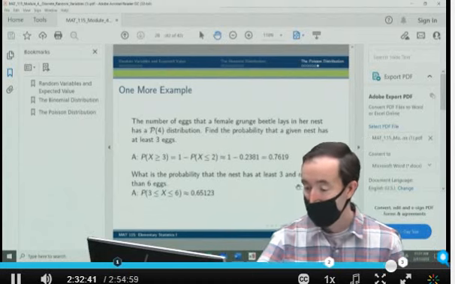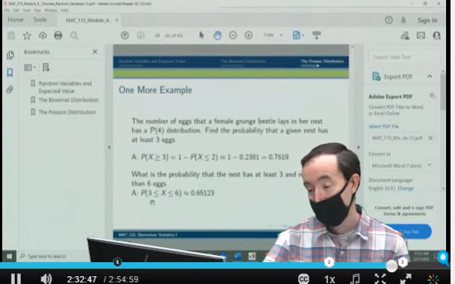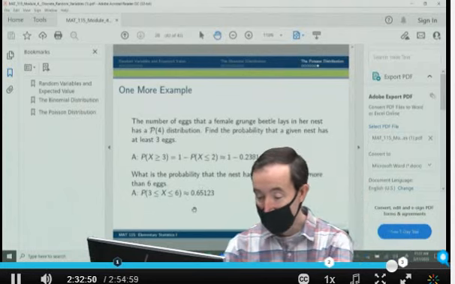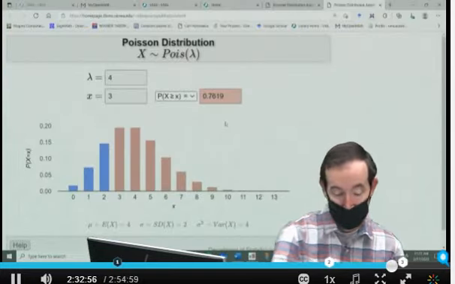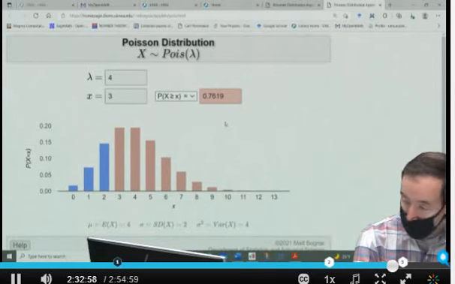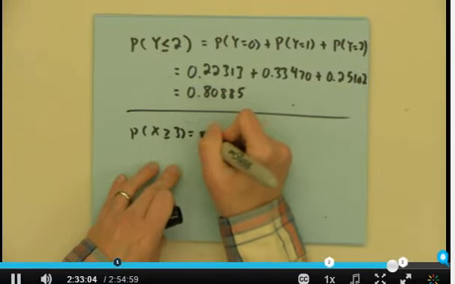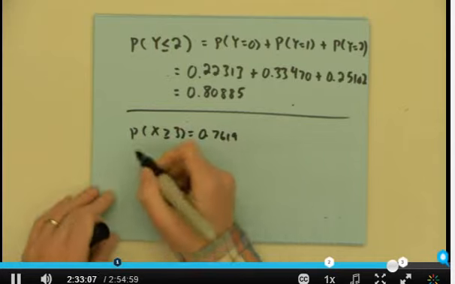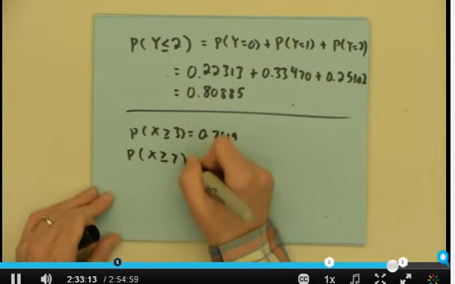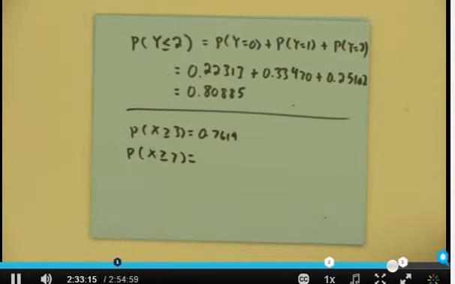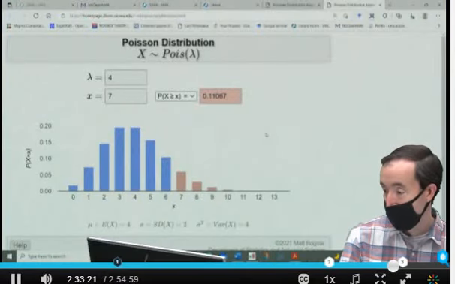Oh, I'm sorry. I forgot to show you this one. The probability the nest has at least 3 and no more than 6 eggs. So the probability that the number of eggs is between 3 and 6. The way to do that graphically, at least 3 is the 0.7619. I'll write that down for a second so I have it. And what I will do is I will find the probability that it's greater than or equal to 7, because those are the cases I want to throw out if I'm looking for 3 to 6.